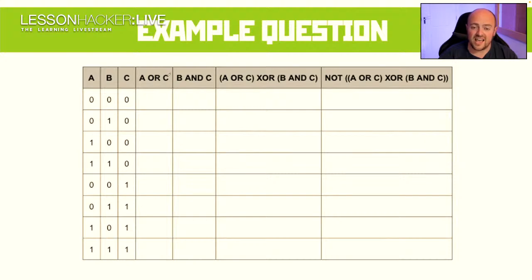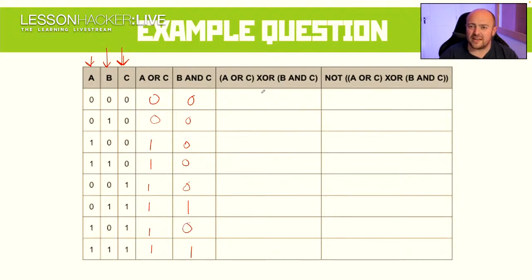So the first one is this, A or C. We're looking at column A and we're looking at column C. And if either of them have a 1 in it, we'll put a 1 in here. So no, no, yes, yes, yes, yes, yes, yes. Okay, so we've done a column. The next one is B and C. So we're talking about this one and this one. Both of them need to be a 1 to get a 1 out of it because it's an AND. So no, no, no, no, no, yes, no, yes.